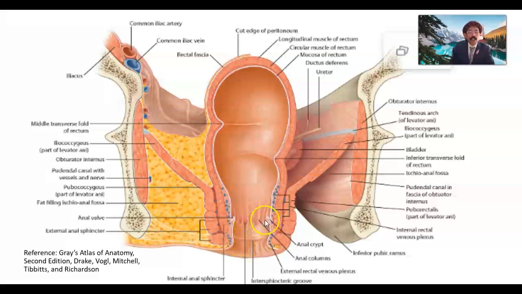Then this is the pectinate line at the bottom of the anal column, and at the lower part of the pecten we have the white line of Hilton. This is also called the intersphincteric groove, because the internal sphincter is here and the lower part of the external sphincter is here. So this is the level of the intersphincteric groove. This is the white line of Hilton. This is the ischiorectal fossa. This is part of the pelvic diaphragm. The levator ani is shown here.